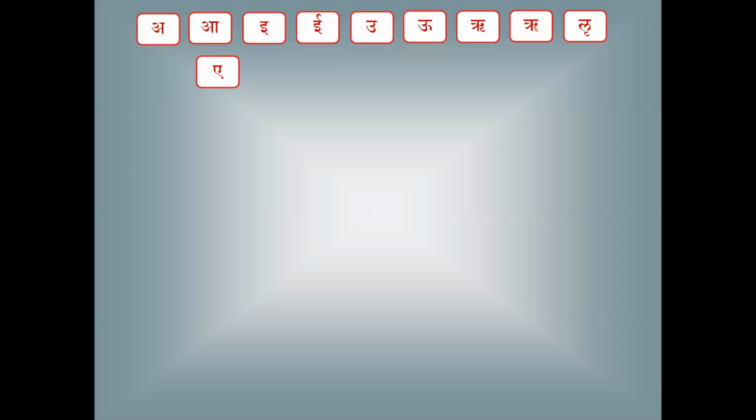A. Short or long? Both are long. Is it short or long? This A is long. Then you have to say A only, not the short one. There is no short A. In Tamil we have a short A, and in Saṃskṛtam only the long A is there. Short A is not there. Next one.